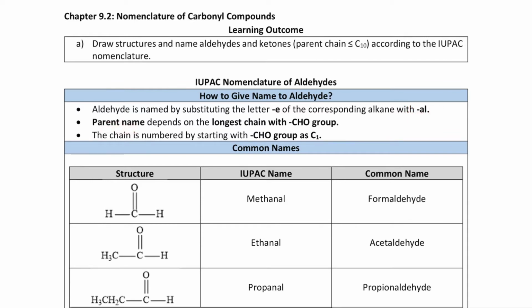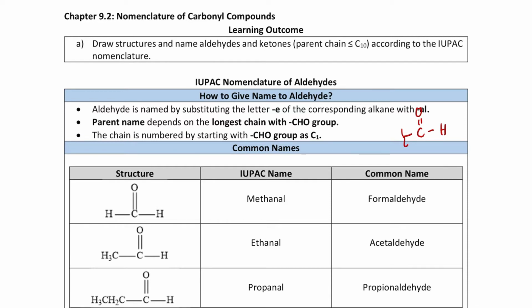So the parent name depends on the longest chain with CHO group. Okay, CHO here adalah C double bond O attached dengan H. So parent kita adalah carbon yang ada CHO ni lah, dan berapa bilangan panjang carbon tu ikutlah. So that will be the parent. Kiranya parent kena ada this C double bond OH. And then for numbering pula. For aldehyde kan CHO dia ni dekat hujung kan. So dia mesti number 1 dekat sini. Alright, so number 1 dekat C double bond O. So itu sahaja dia punya rule.